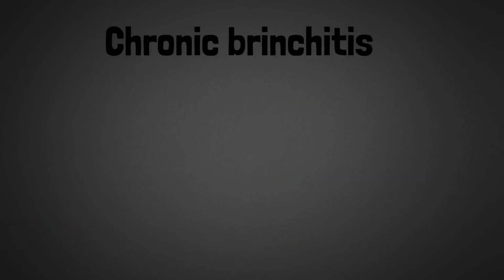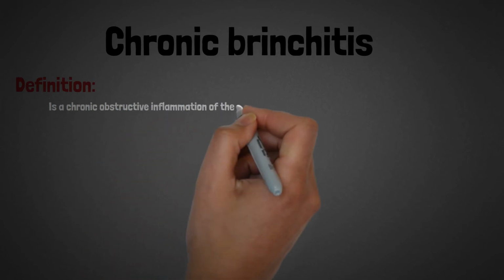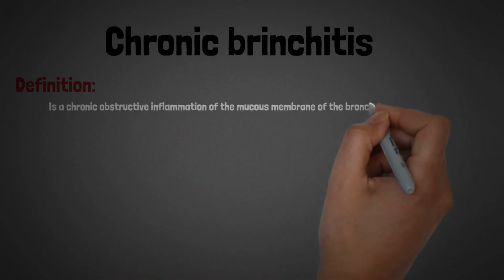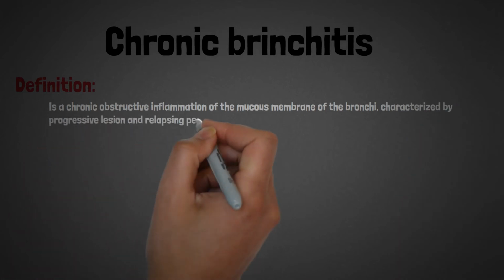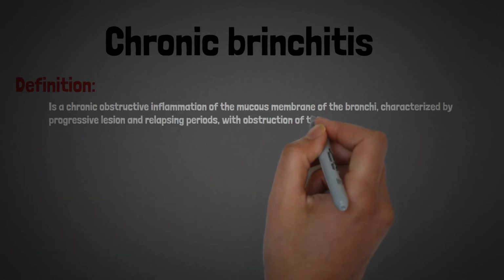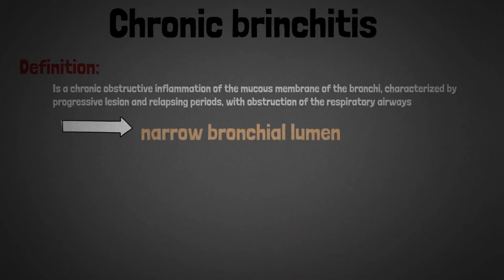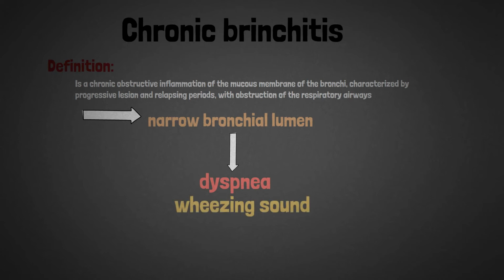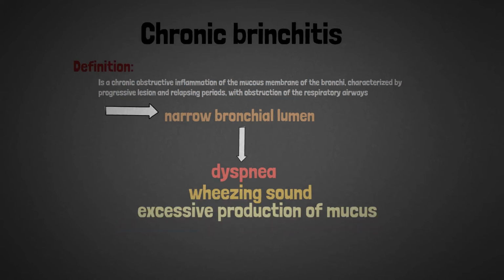Chronic bronchitis is defined as a chronic obstructive inflammation of the mucous membrane of the bronchi, characterized by progressive lesion and relapsing periods, with obstruction of the respiratory airways, which causes the lumen to be narrow, and that causes dyspnea, wheezing sound in respiration, and excess production of mucus. Lesions of the bronchi are manifested in sputum expectoration in total period of 3 months within 2 years in a row.